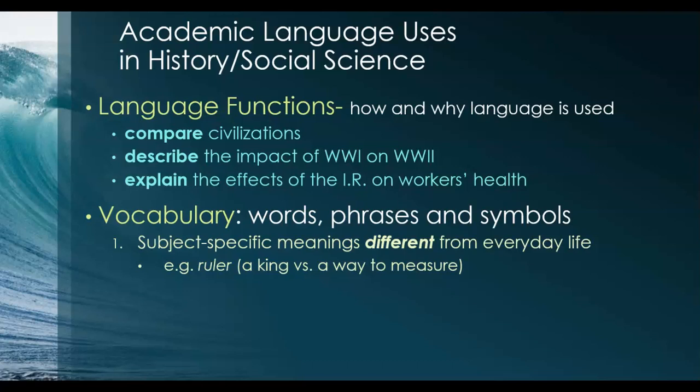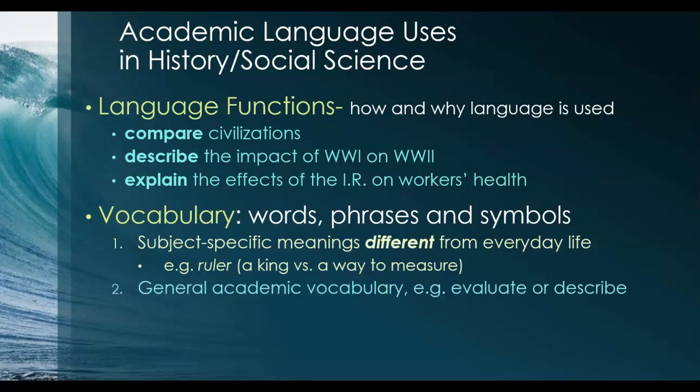Vocabulary includes words, phrases, and symbols, and vocabulary is broken into 3 different areas. The first is subject-specific meanings that are different from everyday life. For example, a ruler in history or social sciences would be maybe a king or a president or a leader of some sort, whereas a ruler in math is a way to measure, and it's especially important for our English learners to be able to differentiate between these meanings. And it's important for us to know that they might not even know that there are 2 meanings.